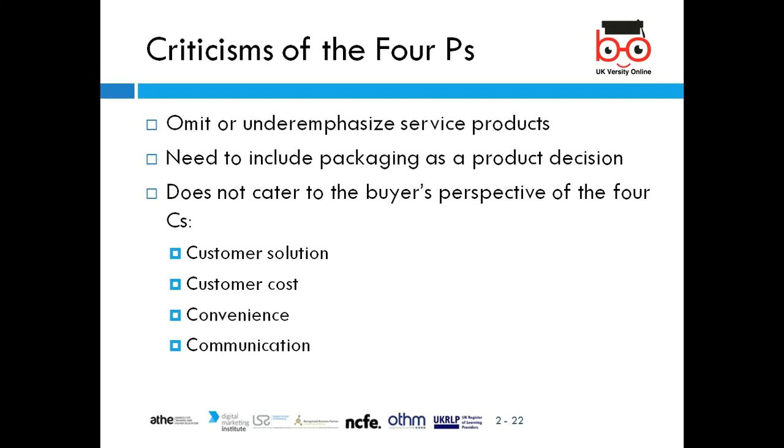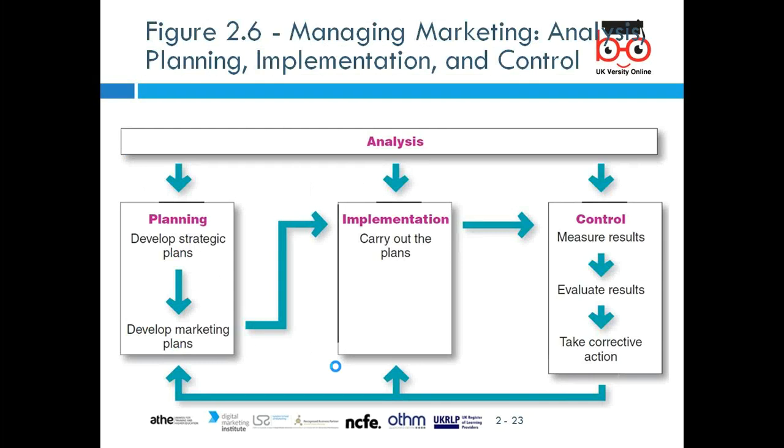This really focuses on the buyer, the 4 C's. The 4 P's need to be focused more on the 4 C's as well. The 4 C's are: customer, what problem the customer has and what we can provide; customer cost, what it costs the customer and the customer's affordability; convenience, that customers can buy these products conveniently; and communication, how we communicate with the customer.